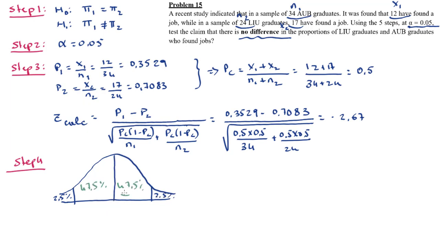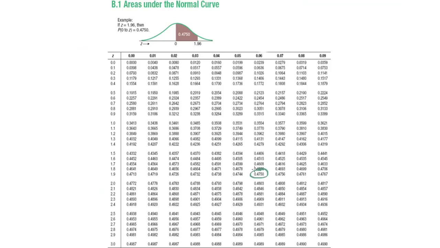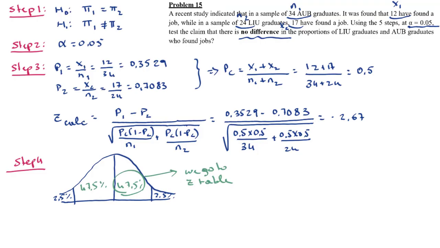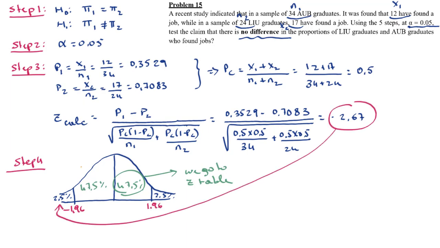If Z calculated falls between minus 1.96 and 1.96, we do not reject H0. While if Z calculated is less than minus 1.96 or higher than 1.96, we reject H0. In our case, Z calculated is less than minus 1.96, so we reject H0.